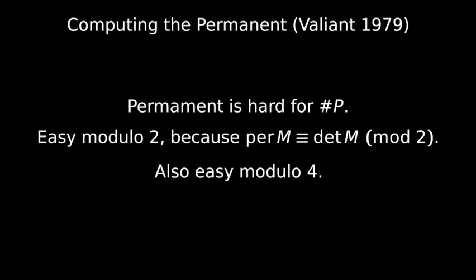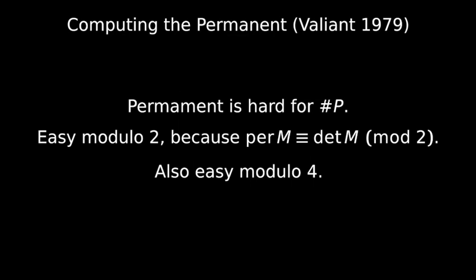Let's recall some basic facts about computing the permanent. Famously, the permanent is hard to compute, in fact hard for the counting class #P. On the other hand, the permanent is easy modulo 2. This is because it equals the determinant, -1 is the same as 1 modulo 2, and the determinant famously can be computed in polynomial time by a method due to Gauss.